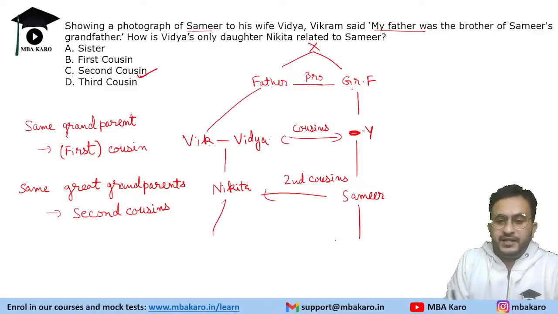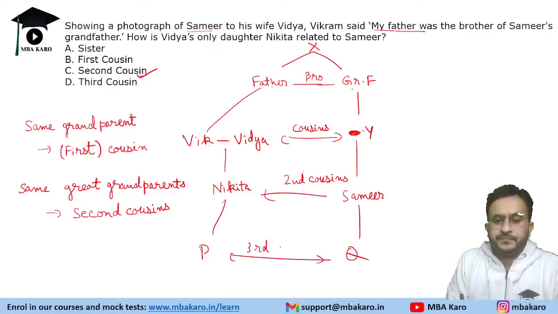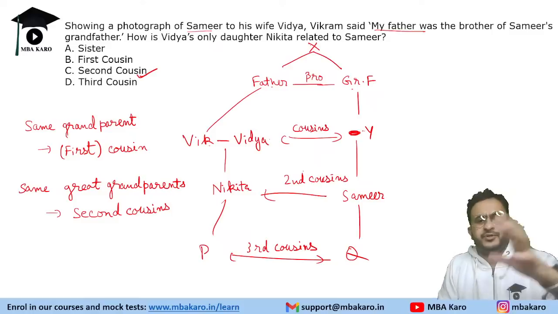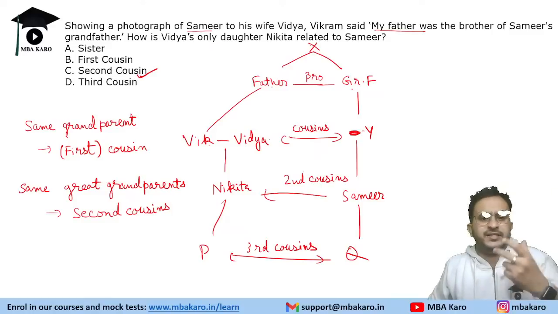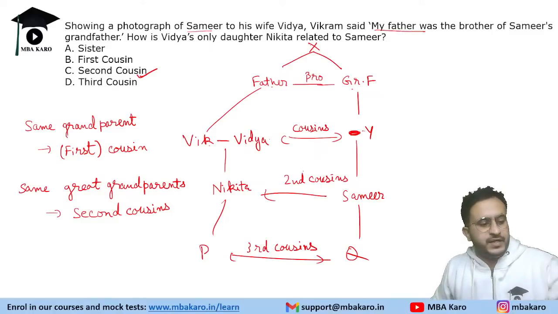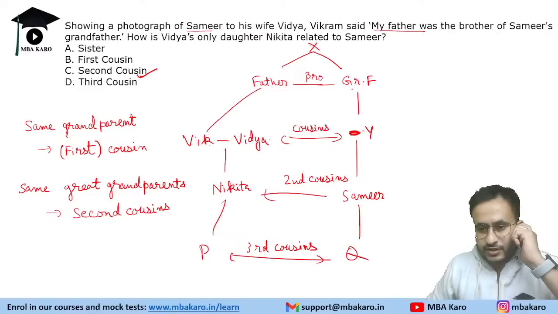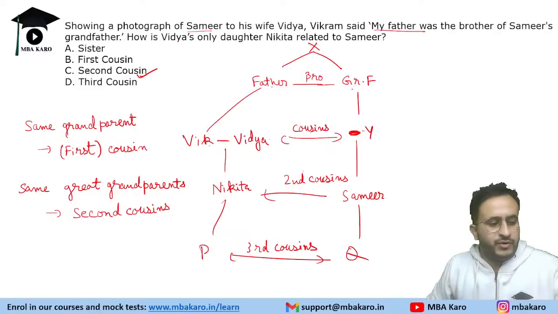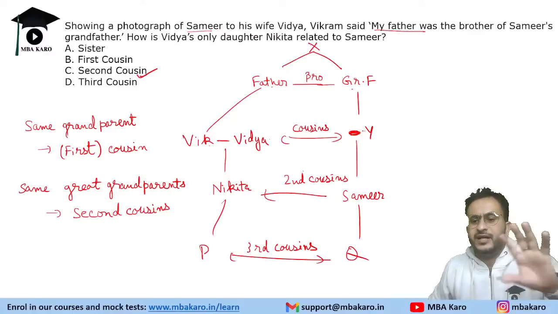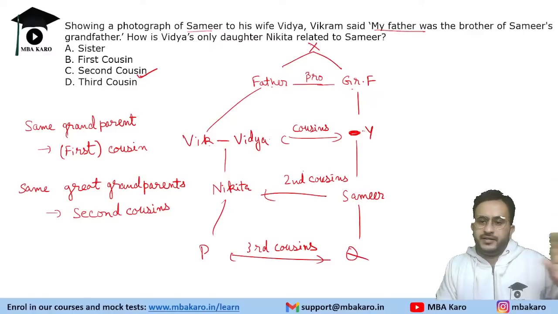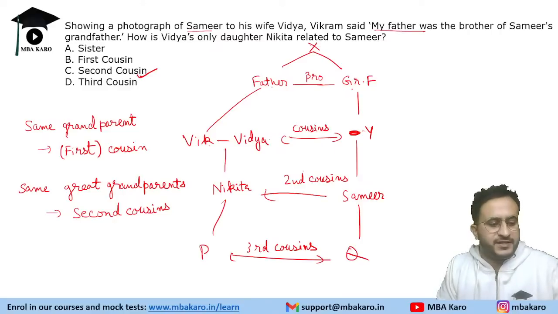Now if these also have children, let us say P and Q, then P and Q will be third cousins. Okay, so maybe this topic might be asked, because last year in one of the slots of SNAP, I guess the second slot, there was a question based on this first cousin, second cousin concept. Many people do not know what a second cousin is. So after this, you will definitely know. We simply call it cousin, right? If you say cousin, that means first cousin.